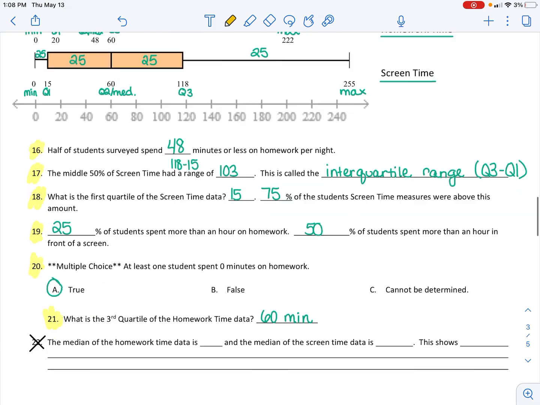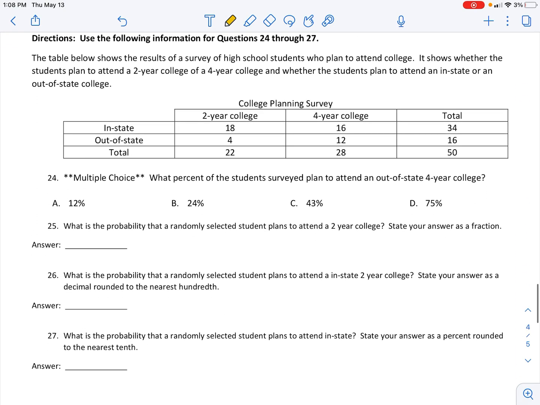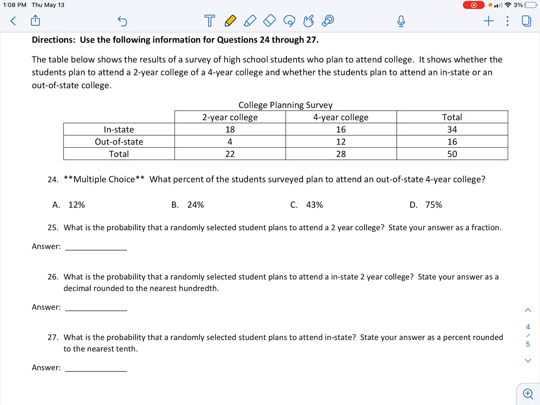All right, we have one more thing to look at. We have 24 through 27, and that'll be all the questions that you do have to do. Okay, so the table below shows the results of a survey of high school students who plan to attend college. It shows whether the students plan to attend a 2-year or a 4-year college, and whether the students plan to attend an in-state or an out-of-state college. Okay, so it has all the totals on the outside.